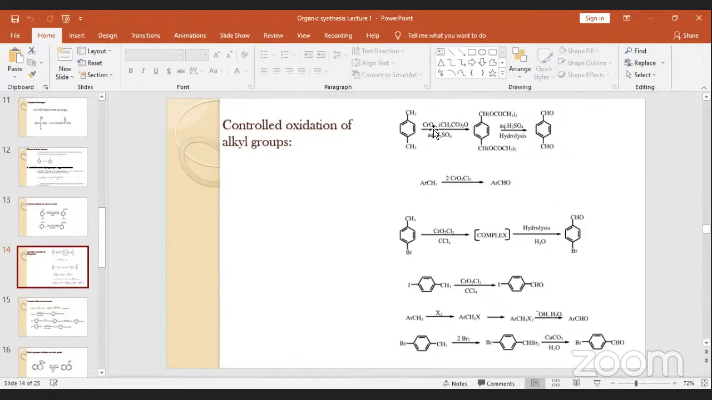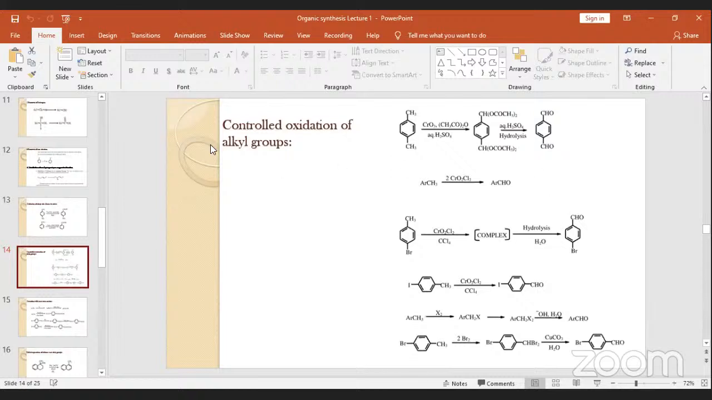See here, chromium trioxide and acetic anhydride in the presence of acid will give you this diacetyl derivative, which can be hydrolyzed to diformylbenzene. Once you hydrolyze it, what do you get? A dihydroxymethyl intermediate, which will undergo dehydration very easily to form the formyl group. And another reaction is this CrO2Cl2 reaction, which will give you the aldehyde directly. And this is another reaction, the same example, para-bromotoluene. You will get a complex here, and it will be converted to the aldehyde. So similarly, this side chain CH3 with chromium oxychloride gives the corresponding aldehyde derivative. Same. And here is partial oxidation, we call it.